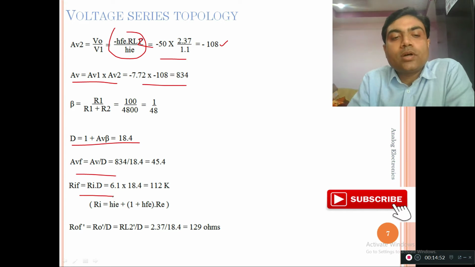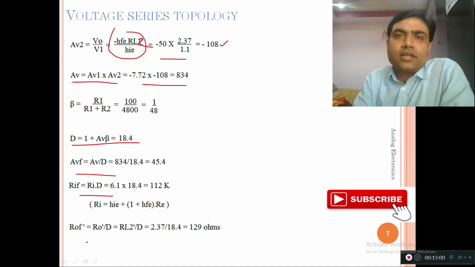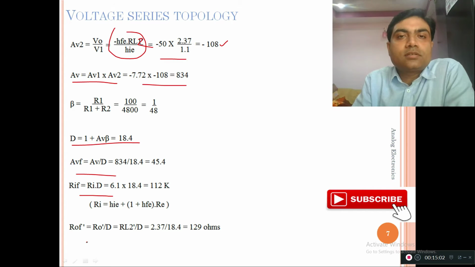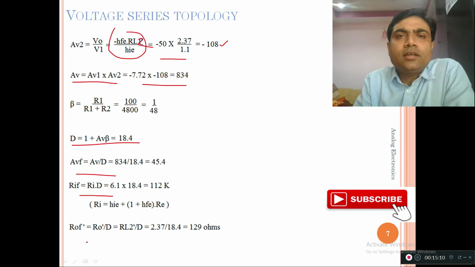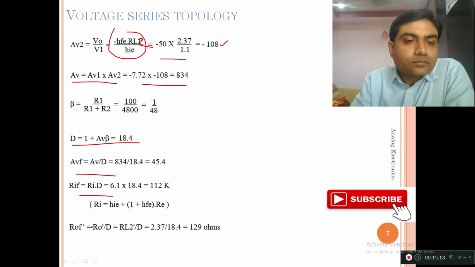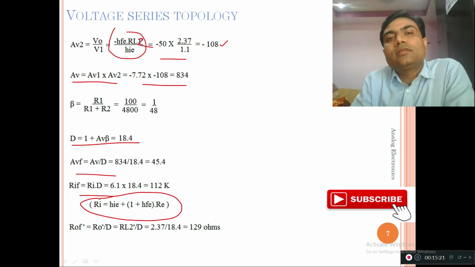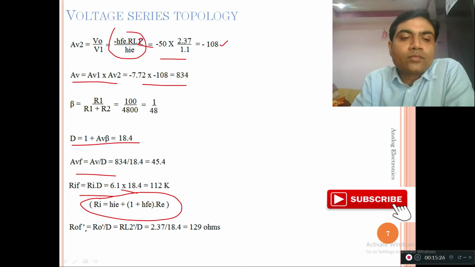This RIF equals RI into D, or ROF equals RO upon D. These calculations have already been done in the previous lecture. You have to go through the previous lecture to determine the different values of Ri and Ro while calculating the different topologies. Now here comes the RIF, Ri into D. So from where is this Ri calculated? Ri is calculated from this particular formula, and then you have to just apply the formula and get the numerical values of RIF. And ROF is nothing but RO dash upon D.